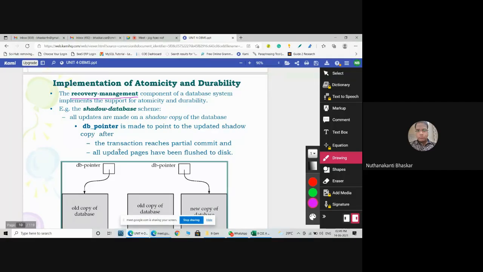Now, the shadow database is one scheme that is actually very important. That's why it is given in your database management system. The shadow database is one of the recovery management schemes. It is a basic level recovery management scheme, and it is not suitable for bigger databases. It is suitable only for small databases. For real-time applications maybe it is not suitable. Then how it will work, I will tell you.